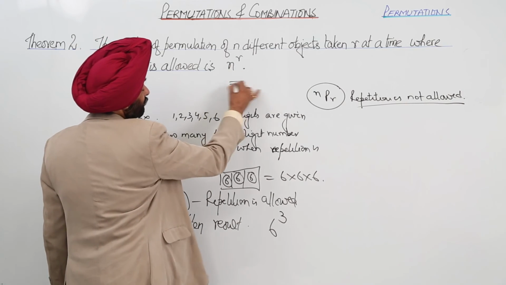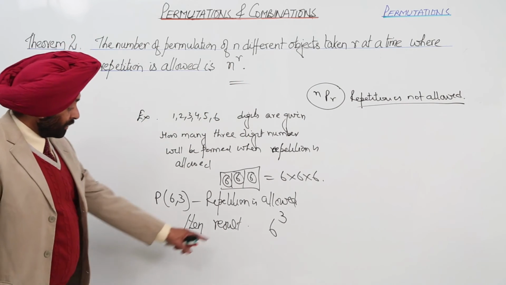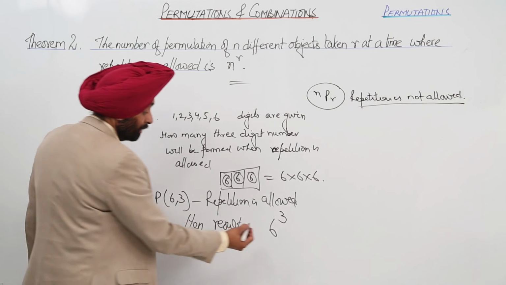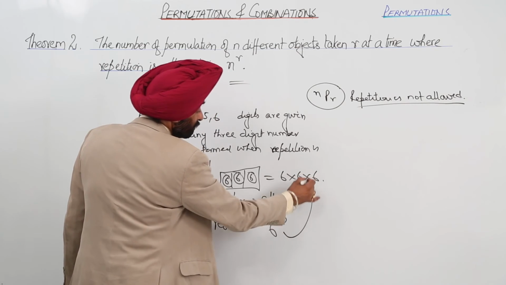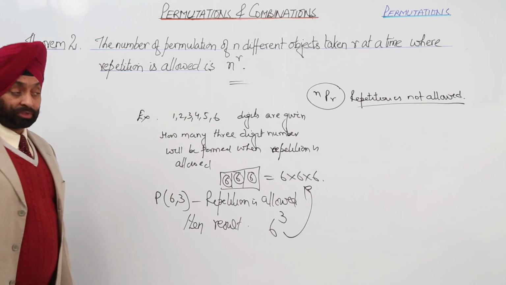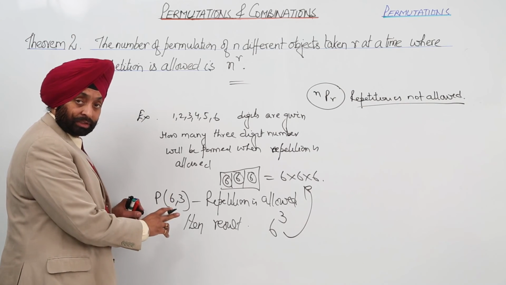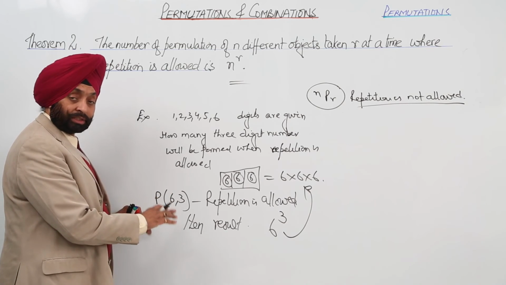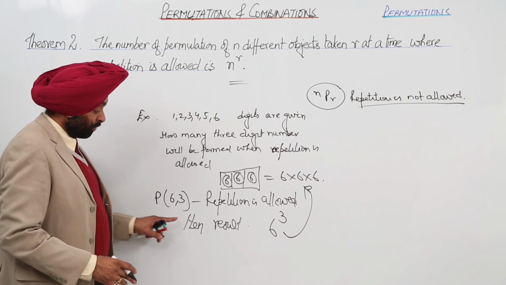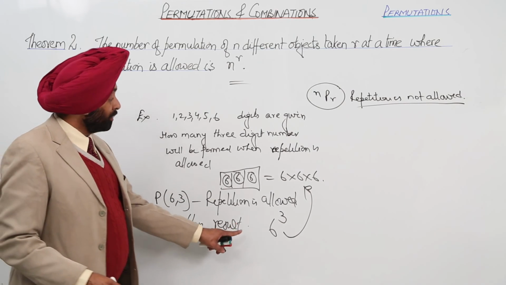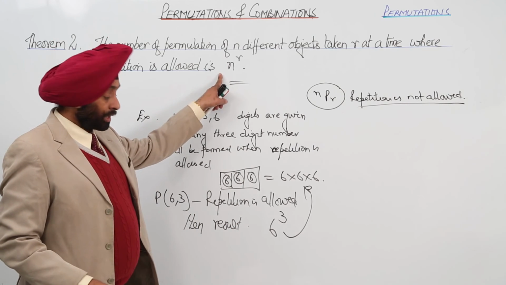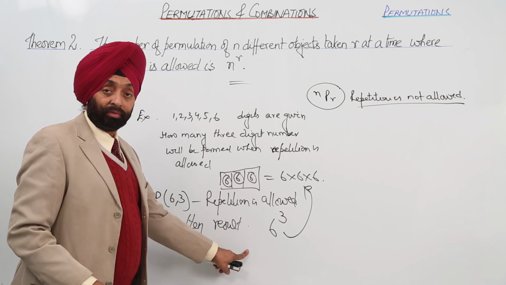That is what I have written here, n raised to power r. It will be 6 raised to power 3. Now 6 raised to power 3 means 6 times 6 times 6. Okay. So 3 objects out of 6, or you can say out of 6 taken 3 at a time, when repetition is allowed, we will be using n raised to power r, that is 6 raised to power 3.